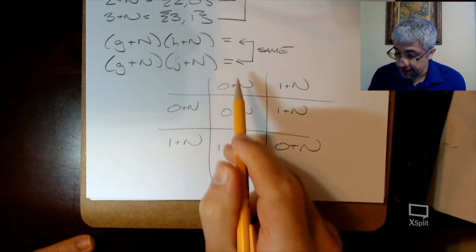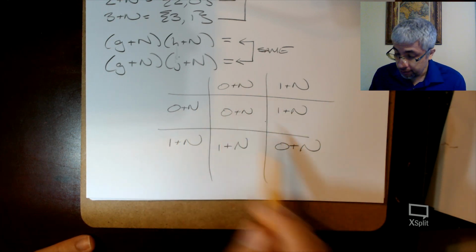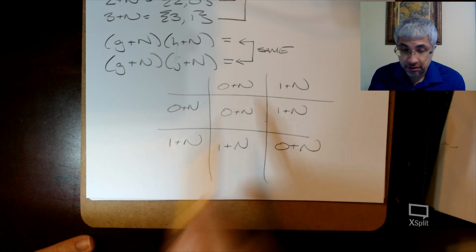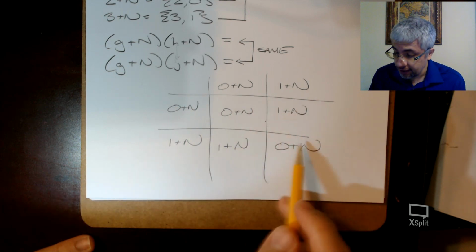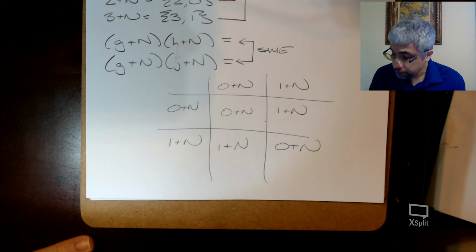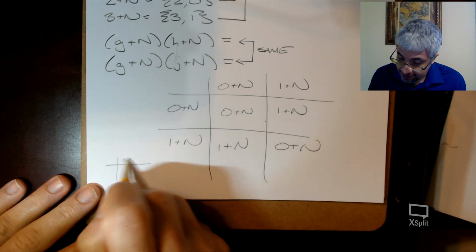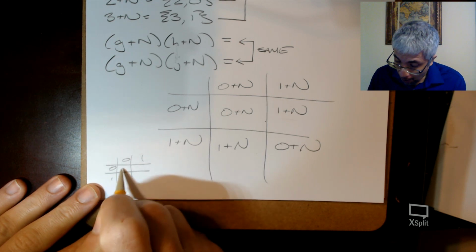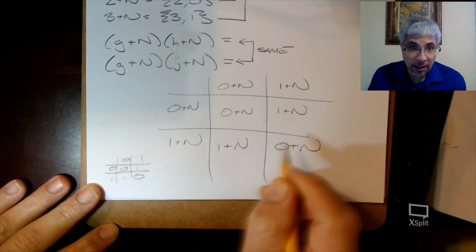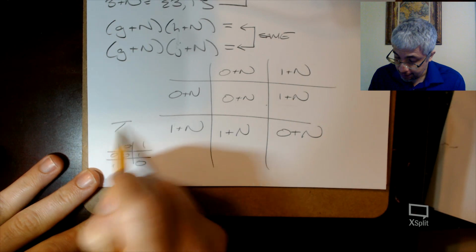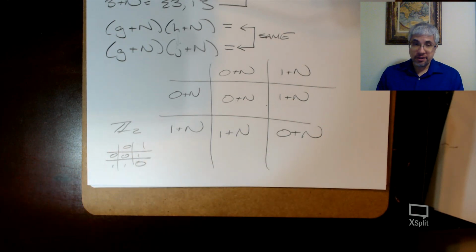It has an identity, which is 0 plus N. Every element has an inverse. 0 plus N has inverse 0 plus N. 1 plus N has inverse 1 plus N. And it is associative. You can confirm that. As a matter of fact, this is the same table up to isomorphism as Z2. You know Z2 is associative, so therefore this must be associative. So this is the process of constructing a quotient group.